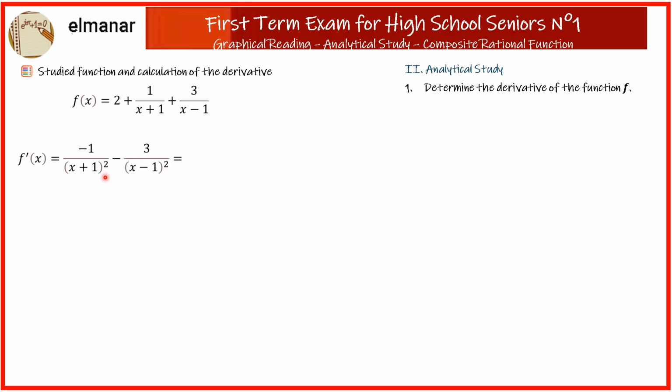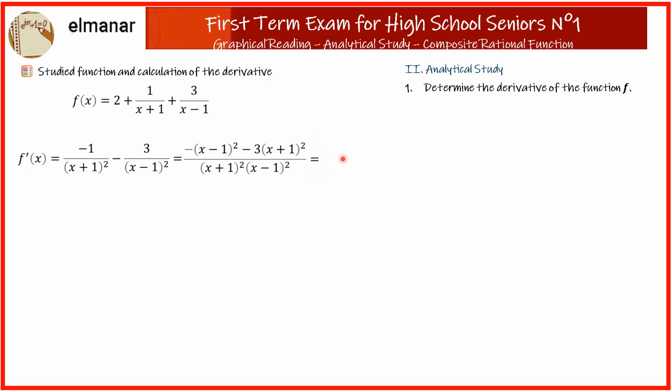Step 2. Common denominator. Combine both terms into a single fraction. We use a common denominator: (x+1)² multiplied by (x-1)². The numerator is expressed as follows: -(x-1)² - 3(x+1)².